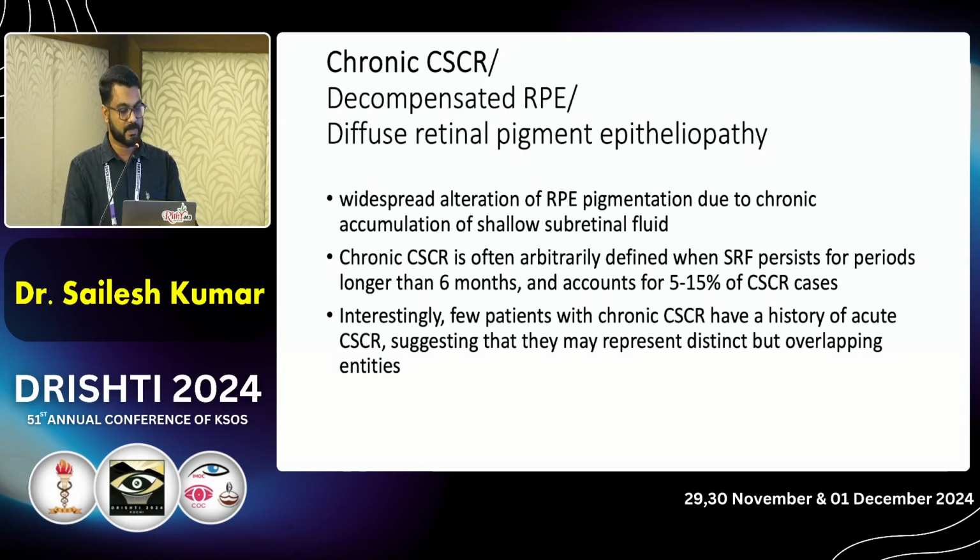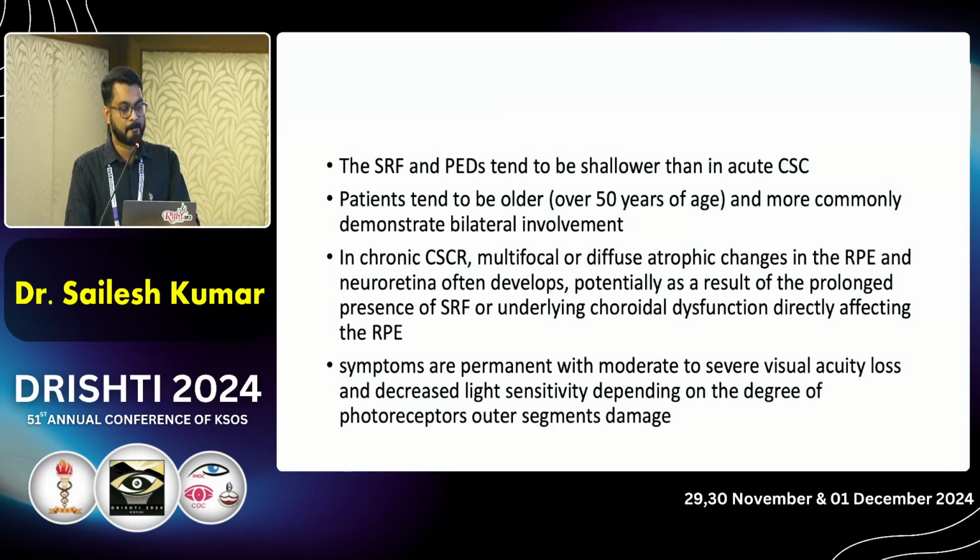Interestingly, few patients with chronic CSCR have a history of acute CSCR, suggesting that they may represent distinct but overlapping entities. In chronic CSCR, the subretinal fluid and PEDs tend to be shallower than what you see in acute CSCR, and the patients also tend to be older, over 50 years of age, and more commonly they demonstrate bilateral involvement.